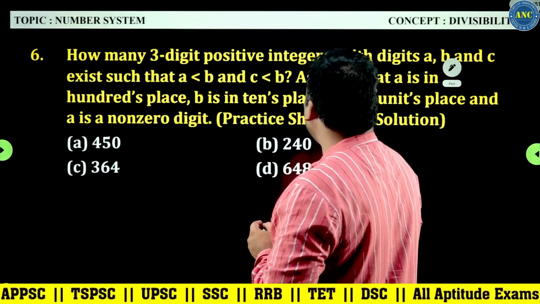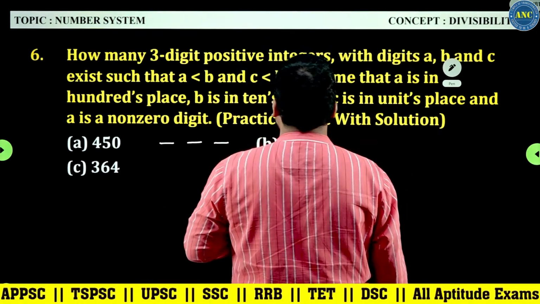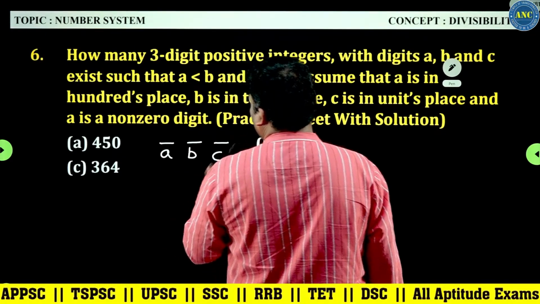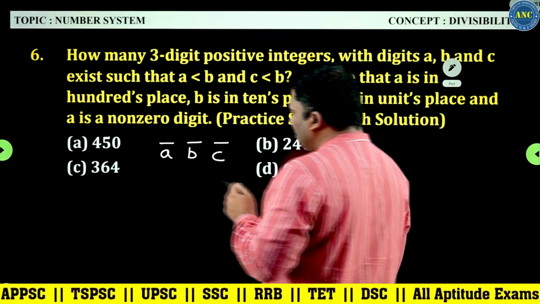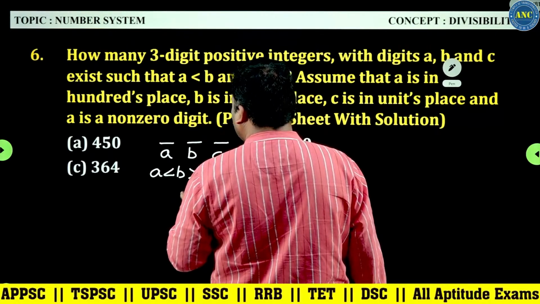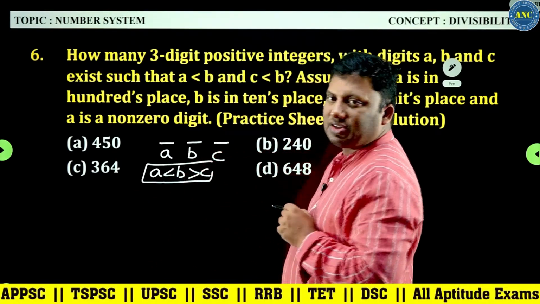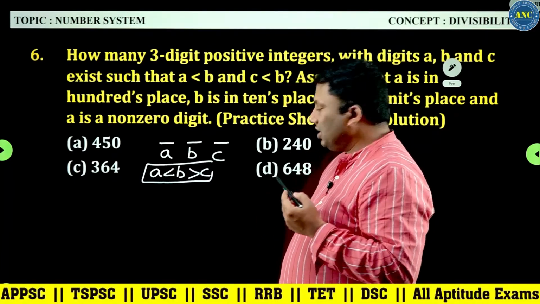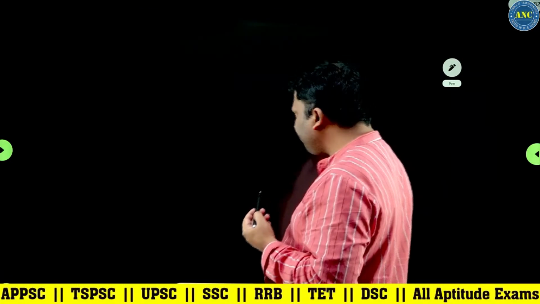Next one. How many 3-digit positive integers with digits A, B and C exist such that A is less than B and B is greater than C? Now, what is the condition? A is in the hundreds place, B is in the tens place and C is in the units place. Very good question, sir.